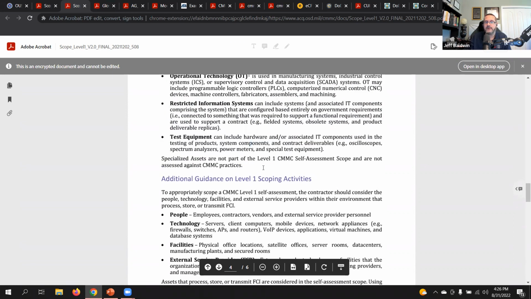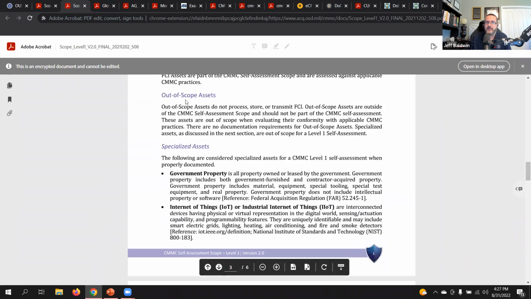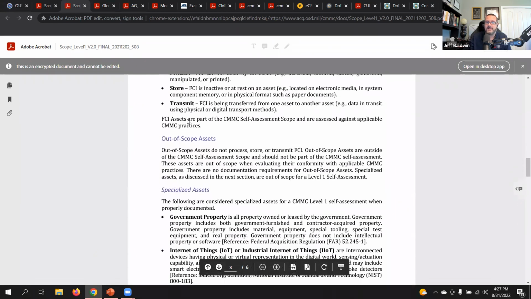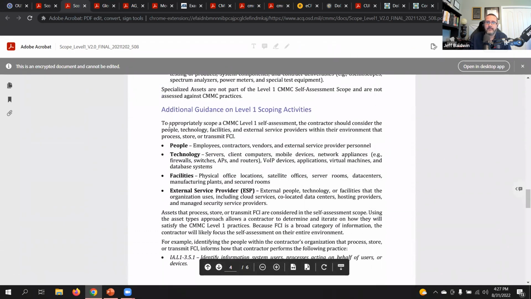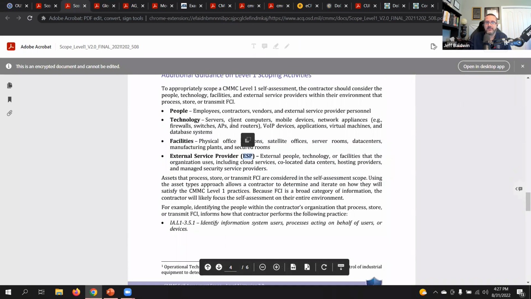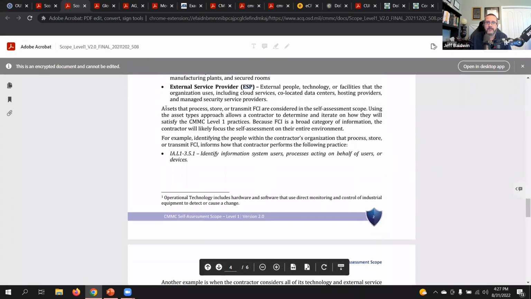So they're not part of Level 1 for CMMC 2.0. And that's why I date my presentations, because CMMC 3.0 might say, hey, it's in scope now. You never know. But for taking your CCP exam, specialized assets are out of scope. Out of scope assets are out of scope. FCI assets are in scope. And you can scope people, technology, facilities, and external service providers, ESPs. Most notably, usually your MSPs, or managed service providers, are going to be an ESP.